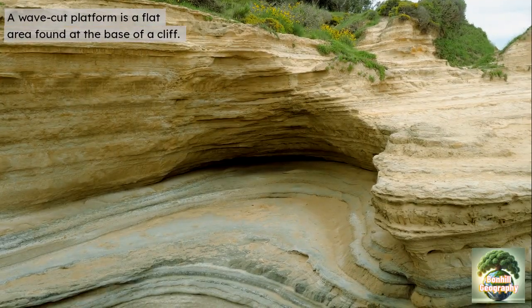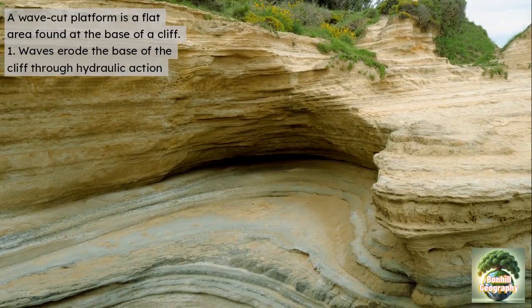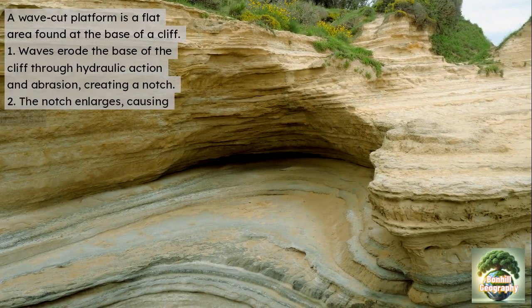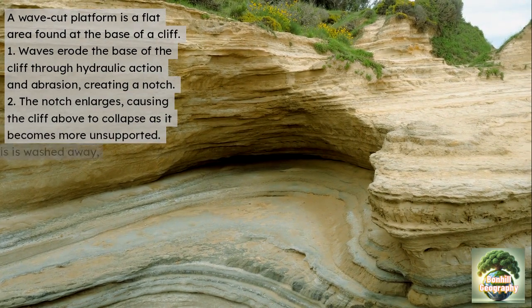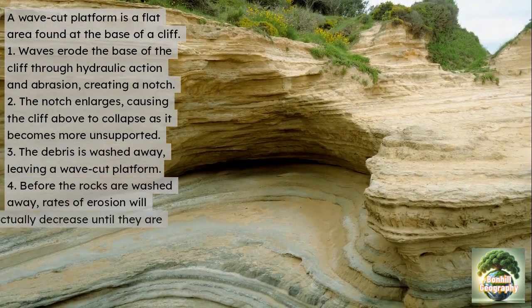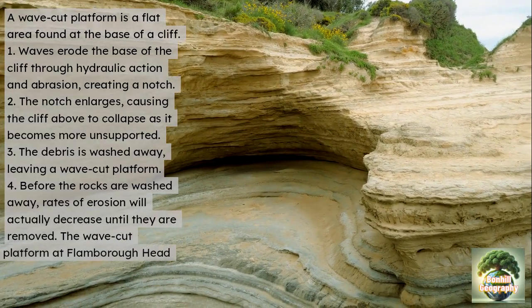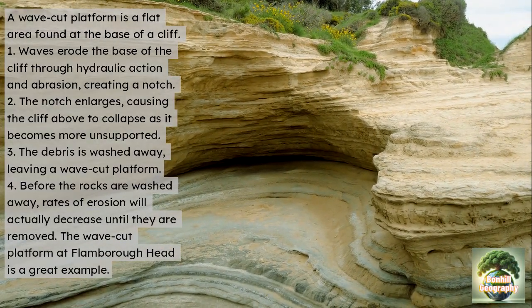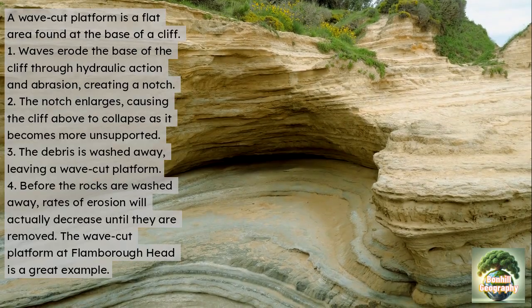Now for a wave-cut platform. This is a flat area found at the base of a cliff. The waves erode the base of the cliff through hydraulic action and abrasion, which creates a notch. The notch then enlarges, causing the cliff above to collapse as it becomes more unsupported. The debris is then washed away, which leaves behind a wave-cut platform.